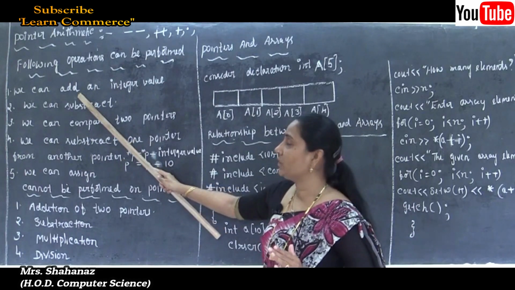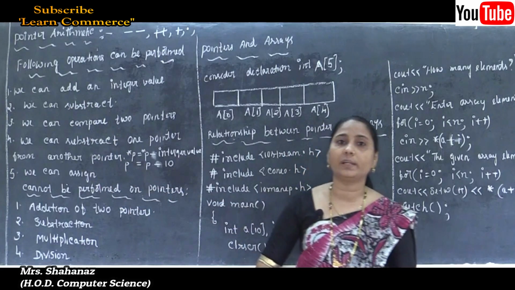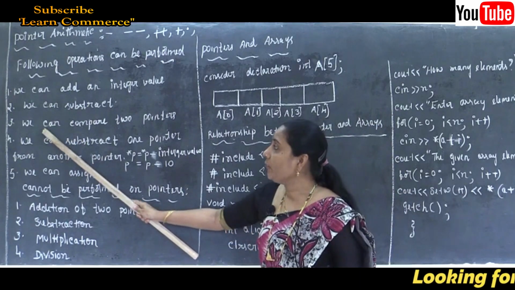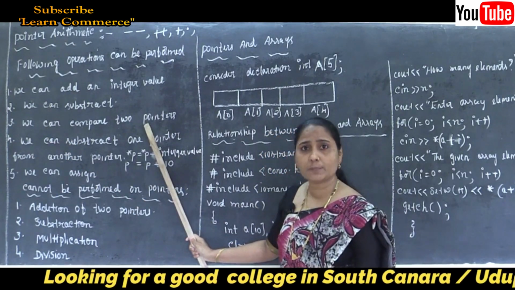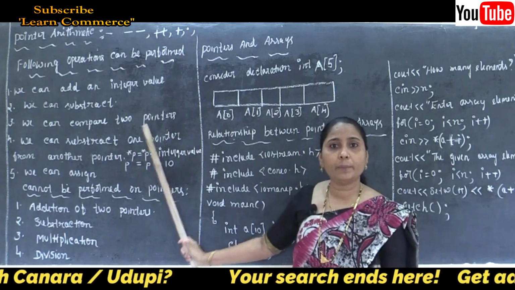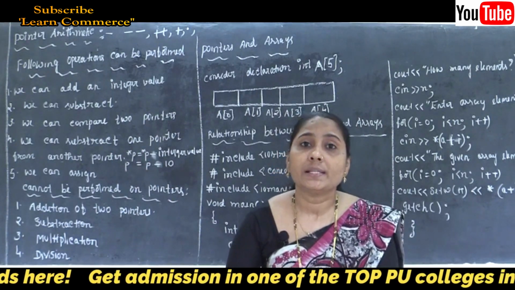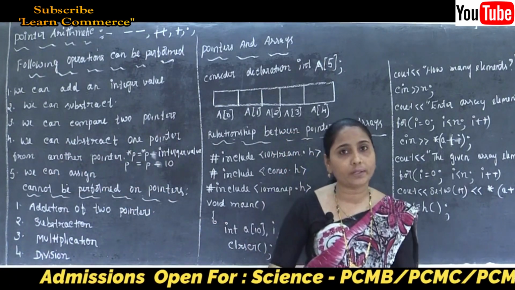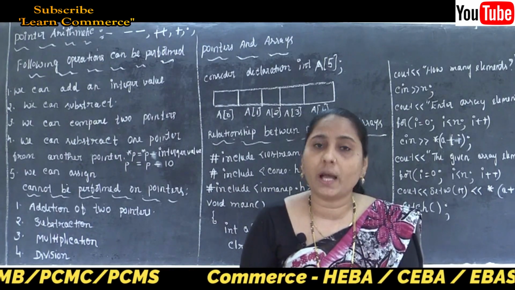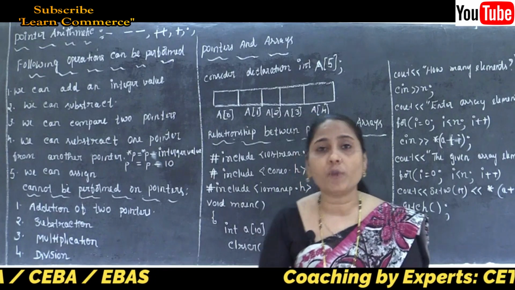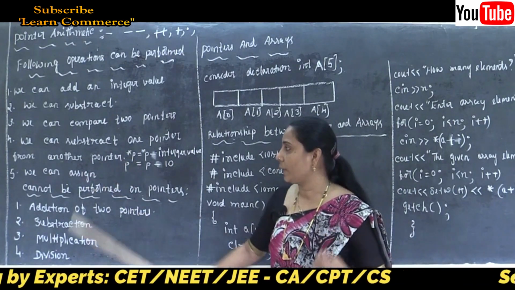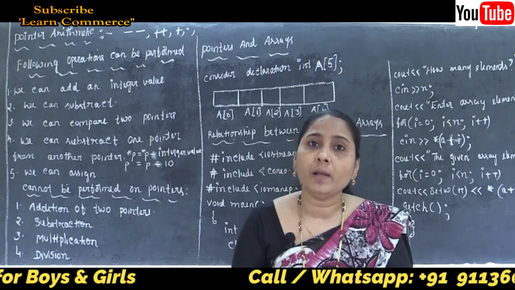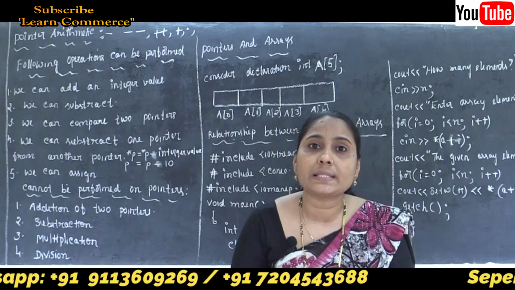So the first valid operation, we can add an integer value to a pointer. Second, we can subtract an integer value from a pointer. Third, we can compare two pointers, but it is possible only when they point to elements of the same type of array. And the fourth one, we can subtract one pointer value from another pointer, also if they belong to the same type of array. And the last thing, we can assign one pointer value to another pointer, provided both belong to the same type of array.